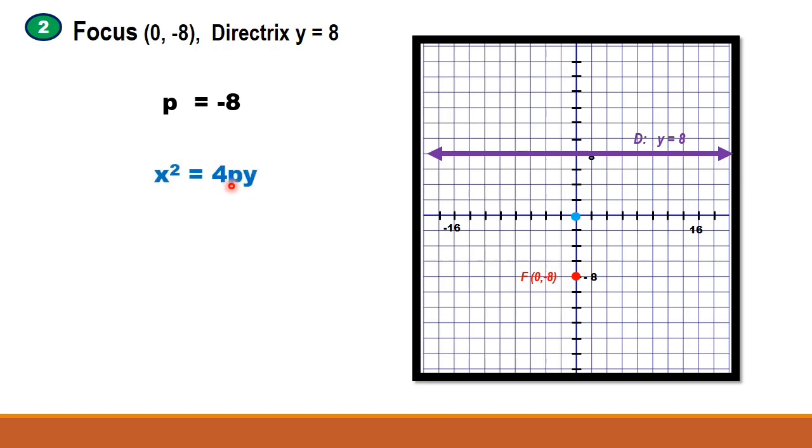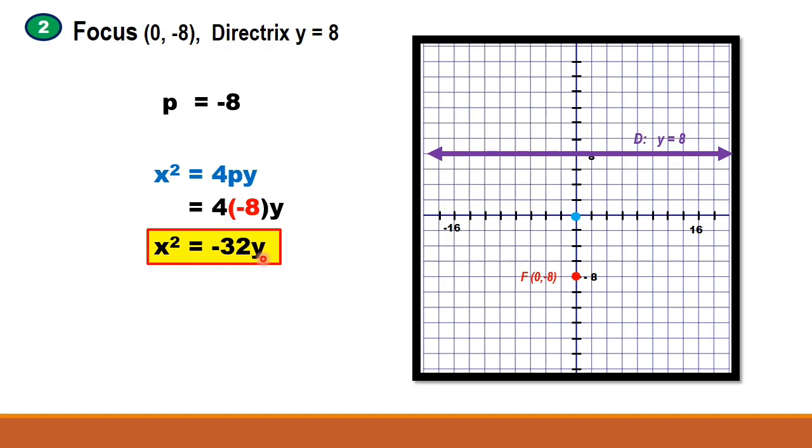Substitute the value of p. What is p? Negative 8. 4 times negative 8 equals negative 32. So this is the equation: x squared equals negative 32y.